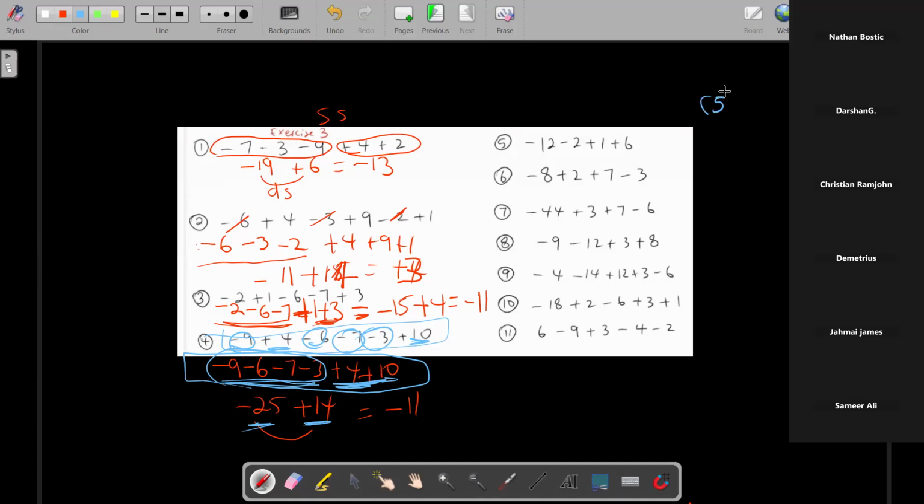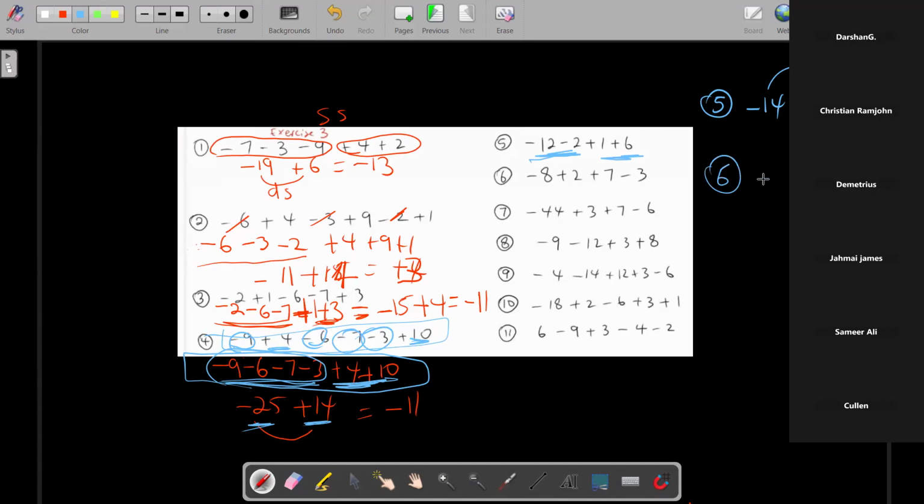So number 5, look at number 5. Everything you rearrange already for we. So we can simplify this here, same signs. So we get minus 14. Same signs here, we get plus 7. You apply the different signs law, and the answer is going to be negative 7.